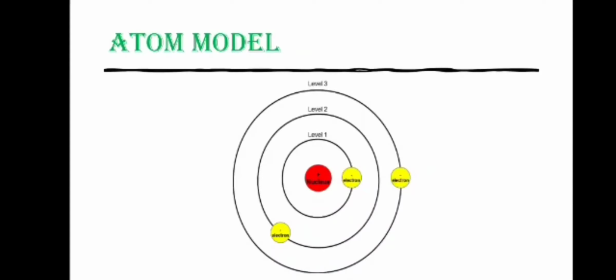What is this pathway called? Yes, orbits or shells or energy levels we can call them. Electrons have a negative charge. This atom model we can compare with the solar system: the Sun in the middle and planets revolving around the Sun. Same way, electrons are revolving around the nucleus.